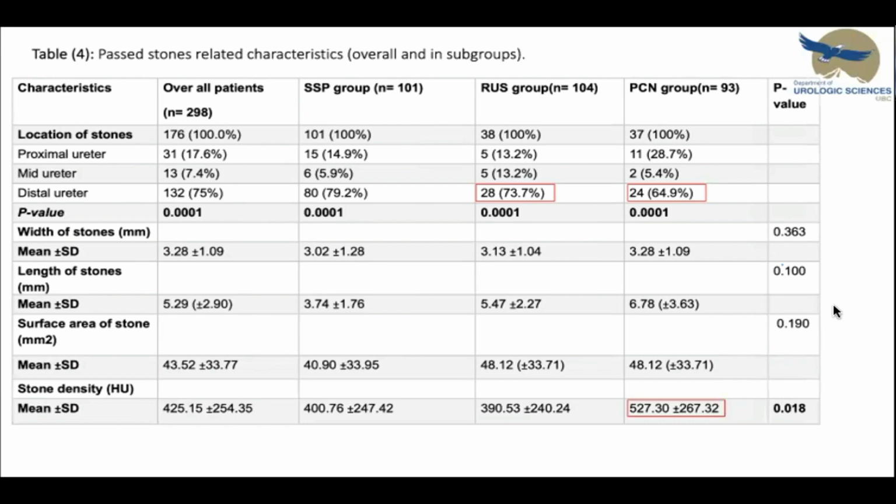But we can see here that even a high percent of passed stones in percutaneous nephrostomy tube group, 28.7% were in proximal ureter, compared to the retrograde ureteric stent and spontaneous stone passage groups, which is 14 and 13%. Regarding width, length, and surface area, there were no significant differences between the groups, and the stone density was highest in percutaneous nephrostomy tube group, with significant difference between the groups.